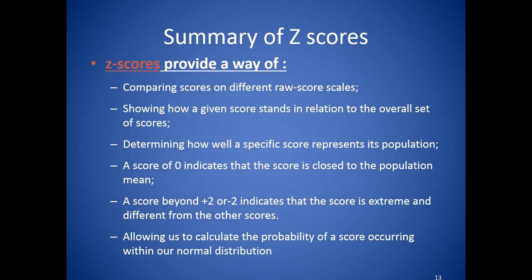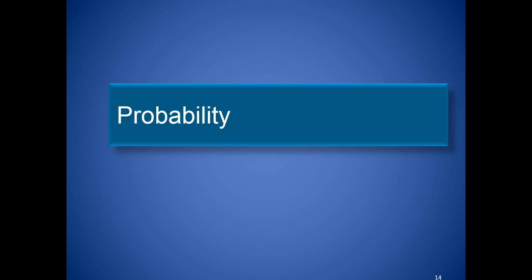So in summary, z-scores provide you a way of comparing scores on different raw score scales. It gives you an idea of how a given score stands in relation to the overall set of scores. It determines how well a specific score represents its population. A z-score of 0 indicates that the score is equal to the population mean. Anything beyond +2 or -2 indicates that these scores are extremes. And again, it makes the comparison from one individual score to the next very easy to do.